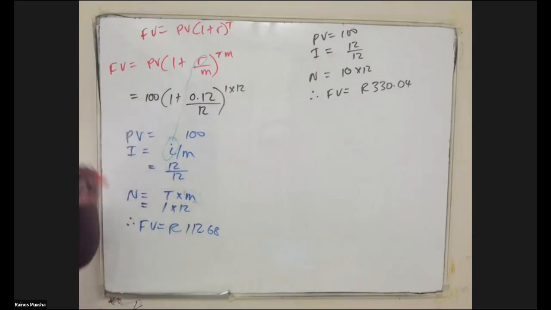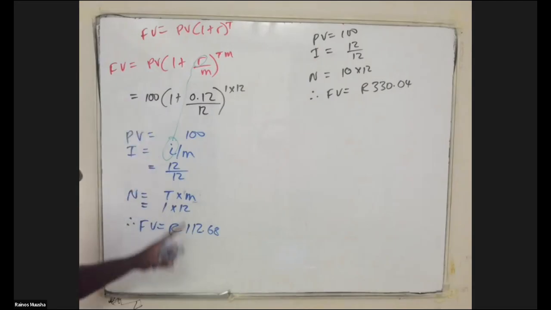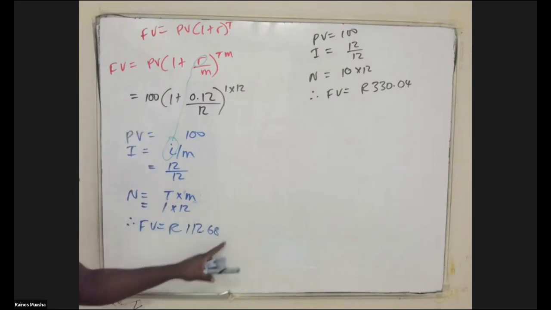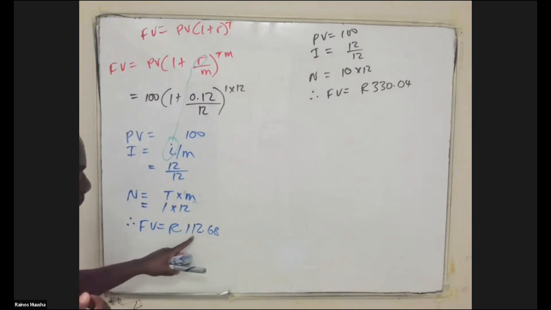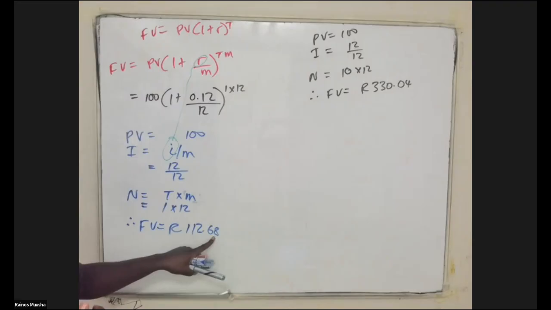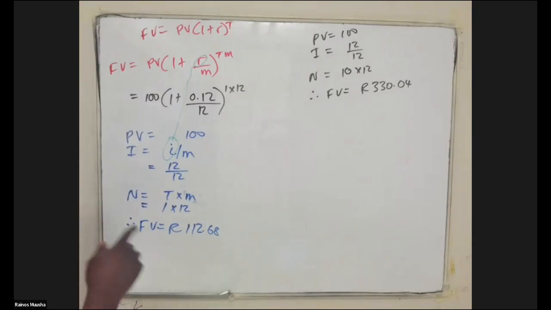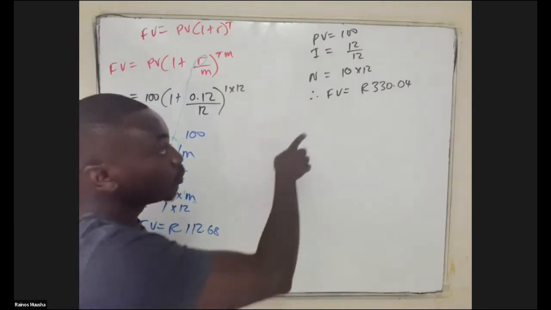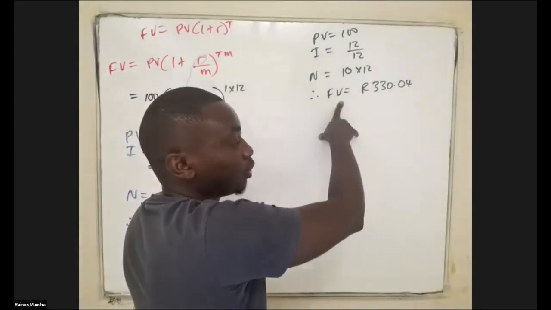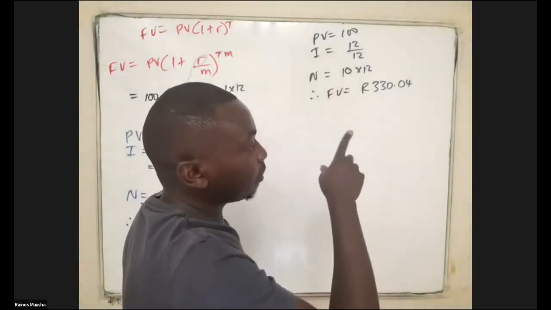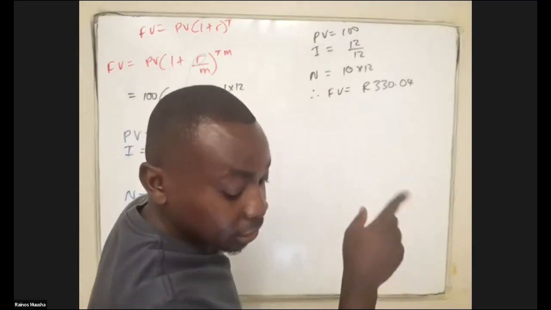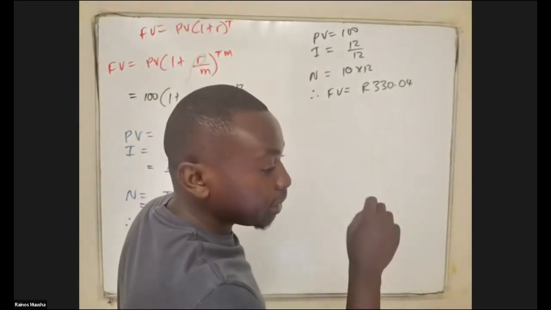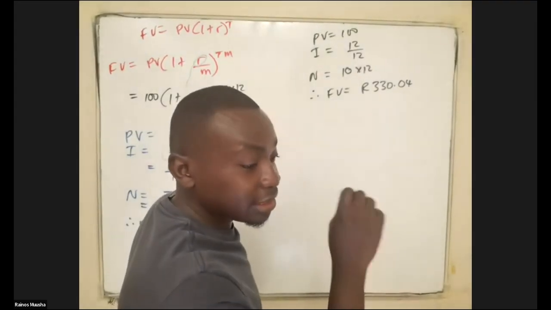Because if you start off with 100 Rand, if it was for only 1 year, your future value, which is the amount of money that you have to pay back, is 112.68. So you are basically paying 12.68 as interest for 1 year. But previously, when you're compounding once a year, you're only paying 12 Rand. And the same applies for 10 years. Remember initially the future value was 310.68, so you're only paying 10.68 as interest.